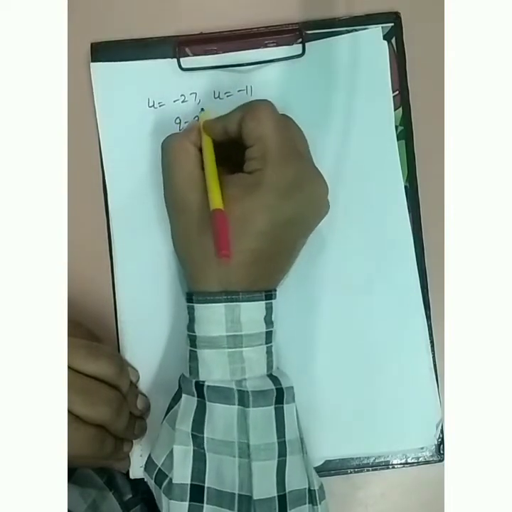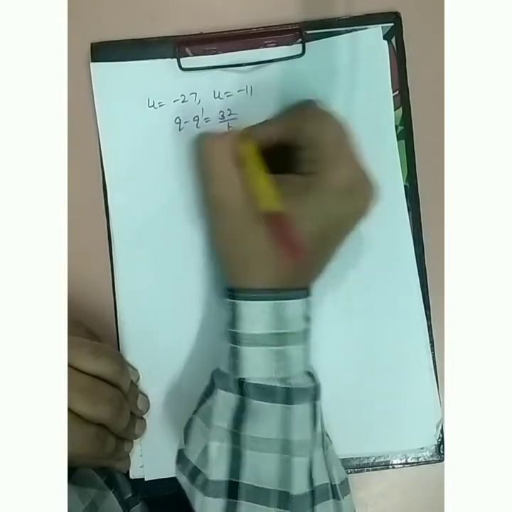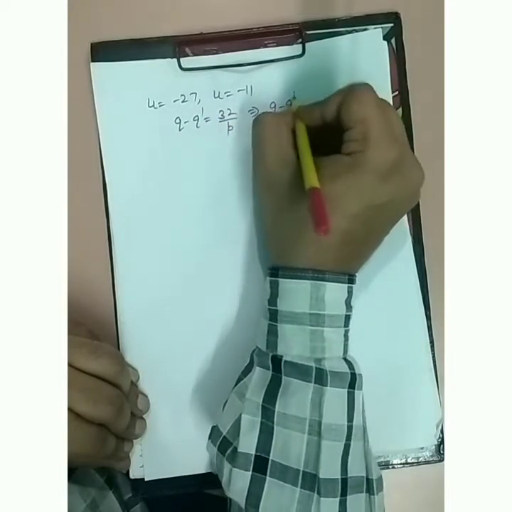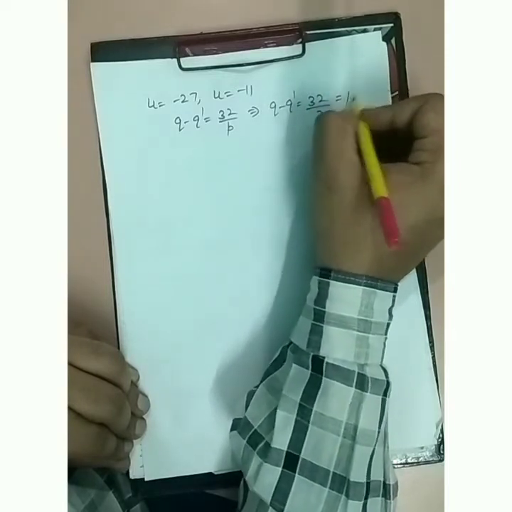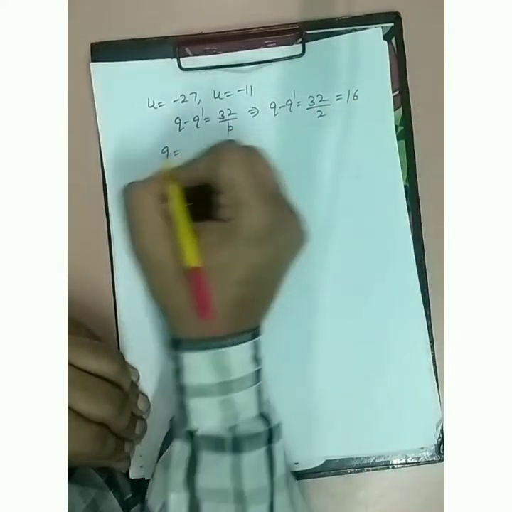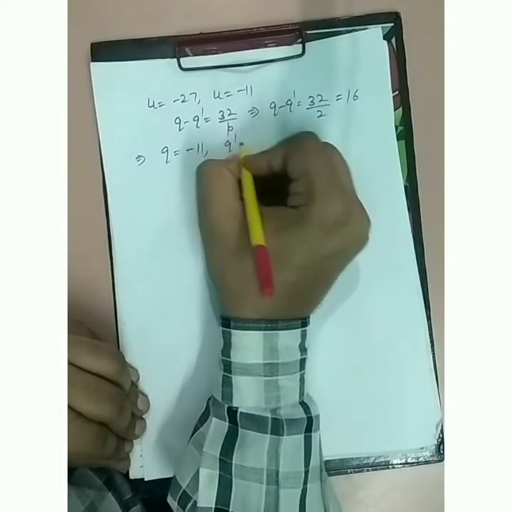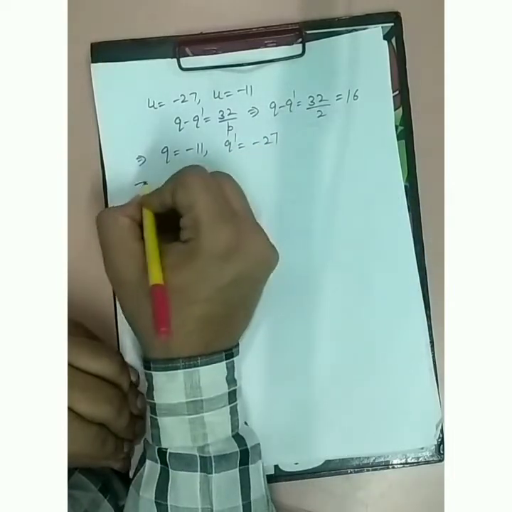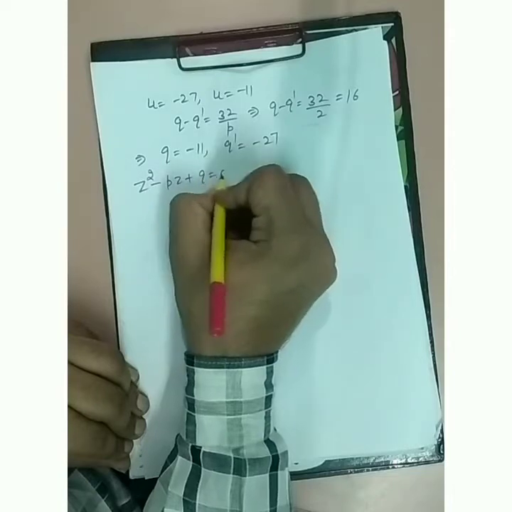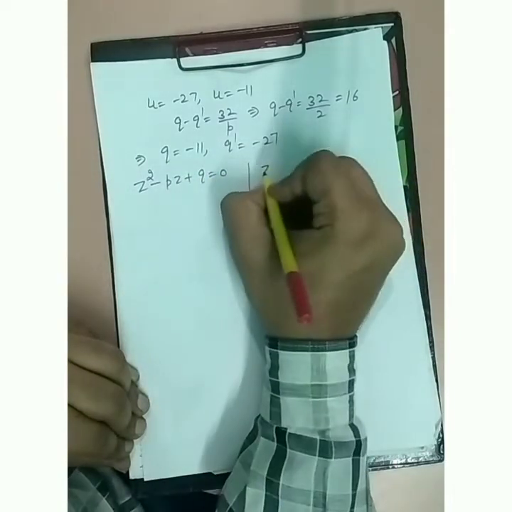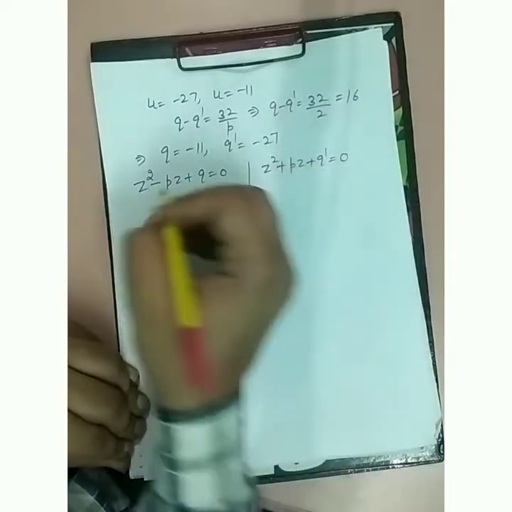We are given q − q' is equal to 32/p. So this implies q − q' is equal to 32/2, that is equal to 16. So this implies q becomes here −11 and q' is equal to −27. So z² − pz + q is equal to 0 is one equation, and z² + pz + q' is the second equation.